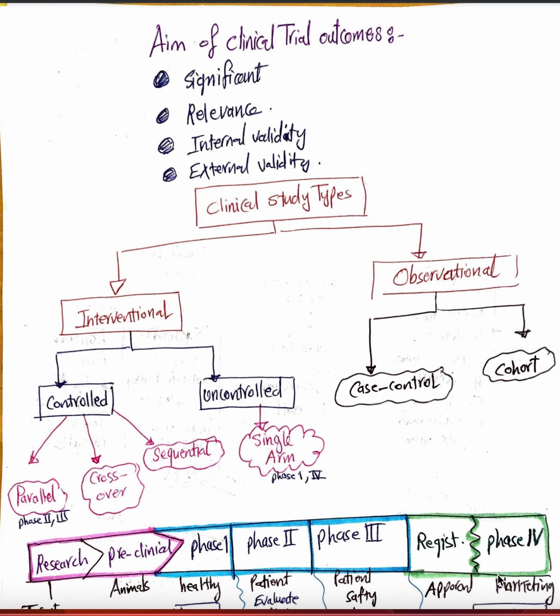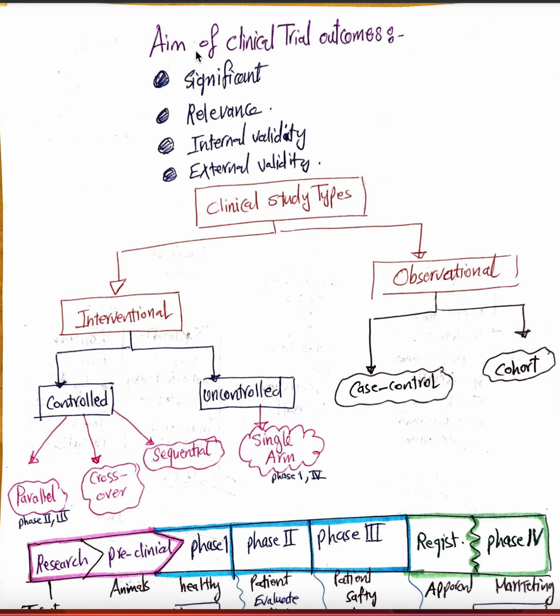So the first one, I will talk about the aim of a clinical trial's outcomes. So why do we do the clinical trial? Actually, we do clinical trials because they are important for treatment, diagnosis, screening, and preventing, for the basics of health science. That is the importance of the clinical trial.